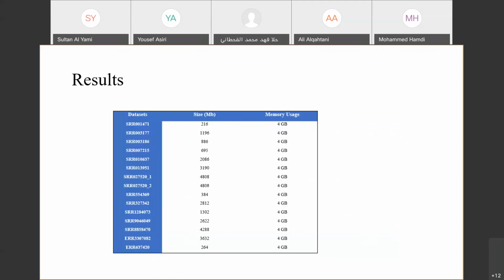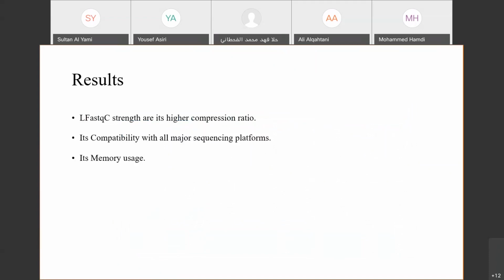Our tool's memory consumption is very efficient because both compressors we use are using a maximum of 2 GB. And since they run in parallel, they add up to 4 GB for all datasets. And what makes Elfastekuc the best is its higher compression ratio on most of the data, and it's compatible with all major sequencing platforms, and its memory usage.